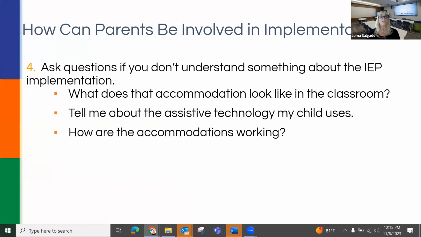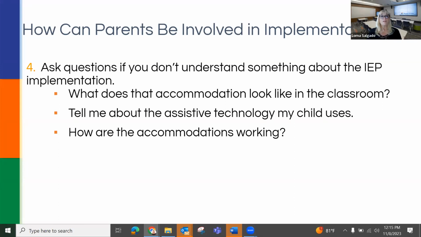So what does that accommodation look like in the classroom? So maybe we wrote they get supplemental aids for science, or maybe we wrote they get oral administration. What does that look like? Does that look like computer? Does that look like someone reads to them? Do we record it with a human voice? Are we using a screen reader? Those are great questions to ask because an accommodation on the IEP may be able to be carried out multiple ways, but you kind of want to know, how does that look for my child?